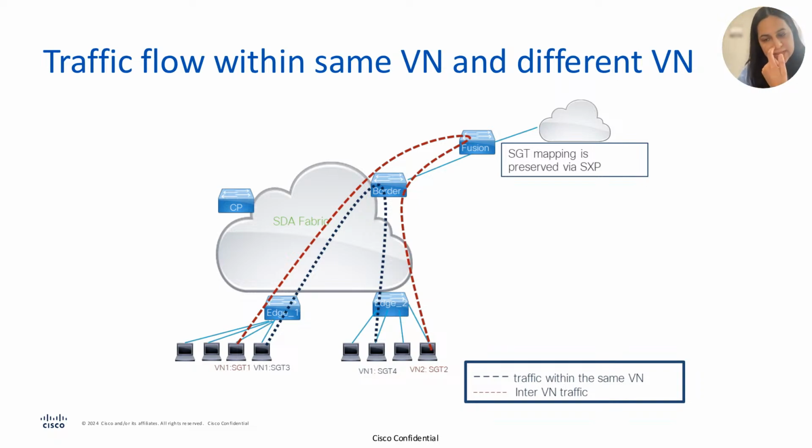So, traffic flow within the same VN and within different VNs. Before we actually begin to troubleshoot, it is very important to understand the flow of traffic in an SDA fabric and how these segmentation policies are really applied. Here you can see we have two kinds of traffic flow on the slide. The first one, represented by the red dotted lines, is the traffic flow between two different virtual networks, where the traffic goes outside the fabric and then comes back in through the Fusion router. And the SGT information in this case is preserved via the SXP protocol.